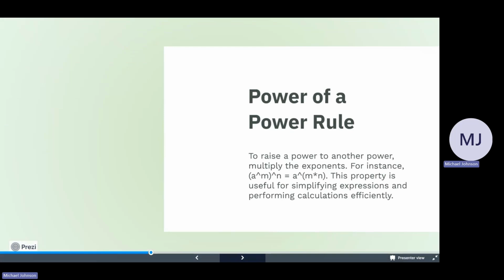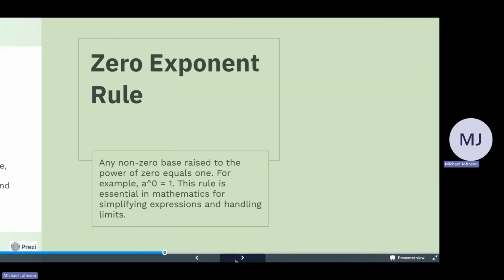To raise a power to another power, multiply the exponents. For instance, (a to the m) to the n equals a to the (m times n). This property is useful for simplifying expressions and performing calculations efficiently.